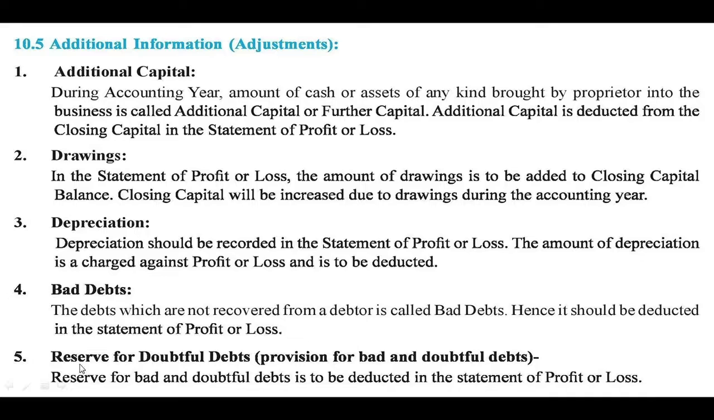Then the fifth point is reserve for doubtful debts. This is the provision made because the businessman feels that some more debtors may not pay the debt. So it is the estimated loss, and that is why it is deducted from the statement of profit or loss.